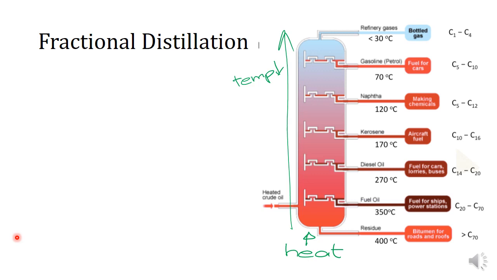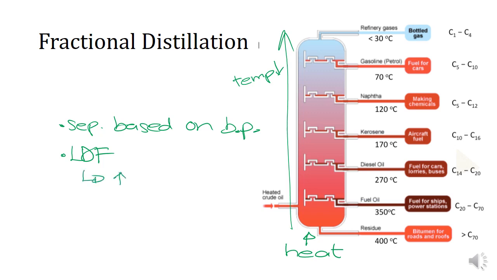So basically, fractional distillation separates based on boiling point. Now, because these are all carbon chains, they are basically held together by LDF, which means that the longer the chain, the higher the boiling point.